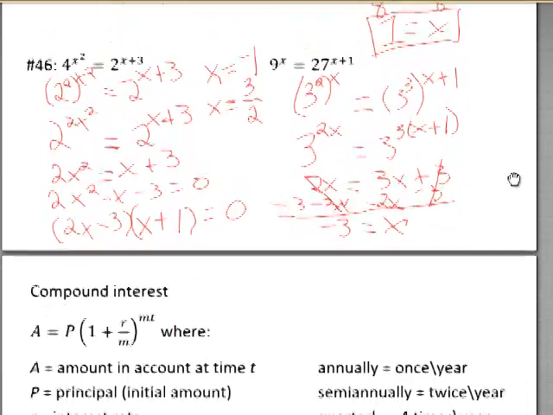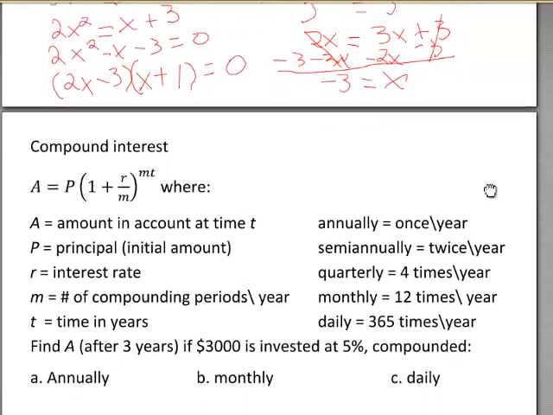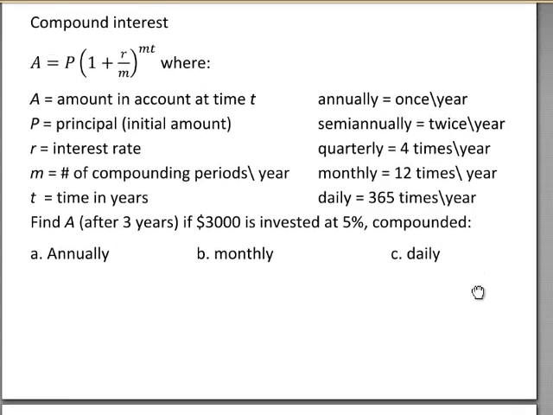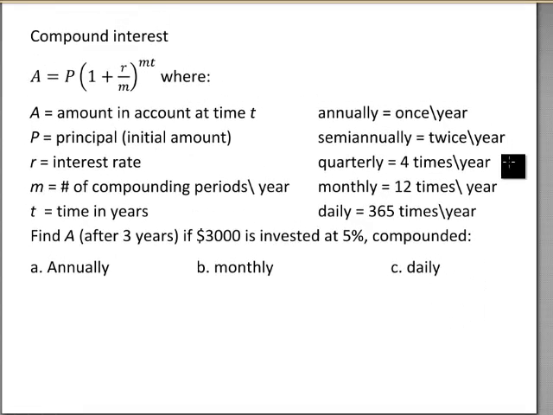Let's move on. Compound interest. So this is one of the uses for exponential functions that we're going to run into. We're going to see a lot more in the next section. But this one deals with this equation right here. So we're dealing with compound interest. So here's the equation. A, the amount in account after time t, is equal to P, the principal or the initial amount invested, times 1 plus r over m, where r is the interest rate in decimal form. So it might be worth noting there.